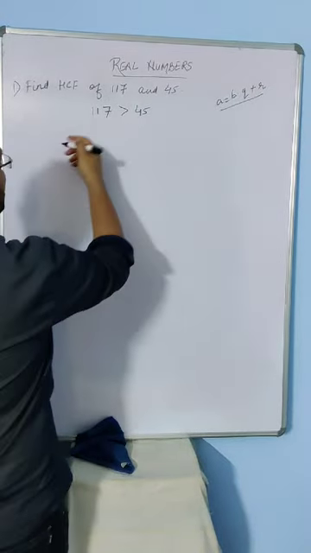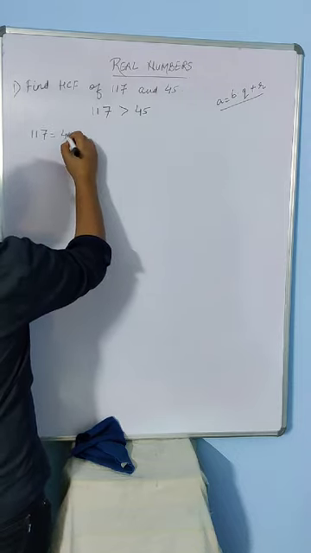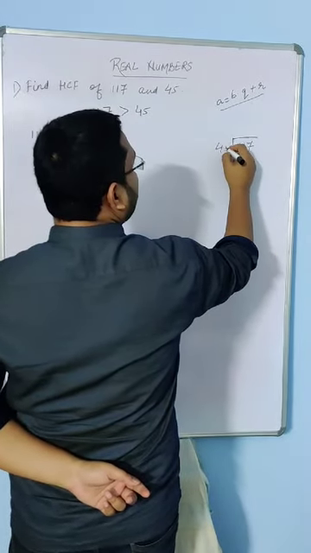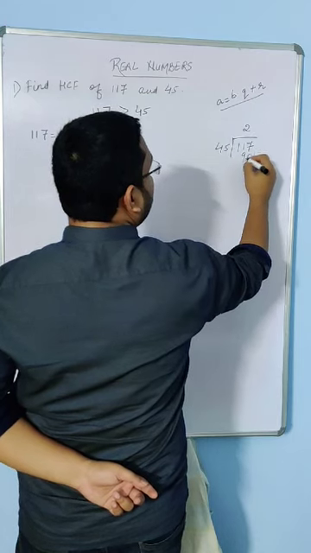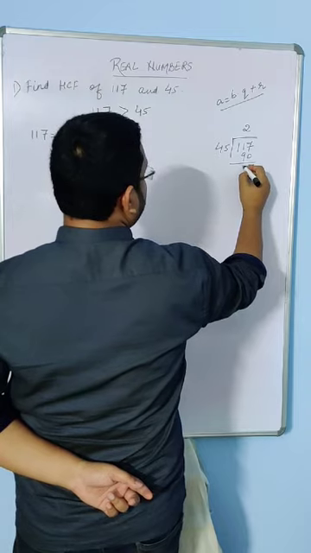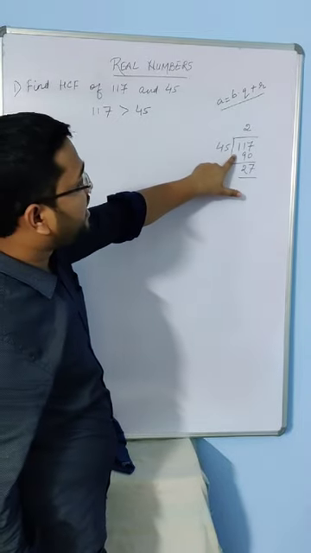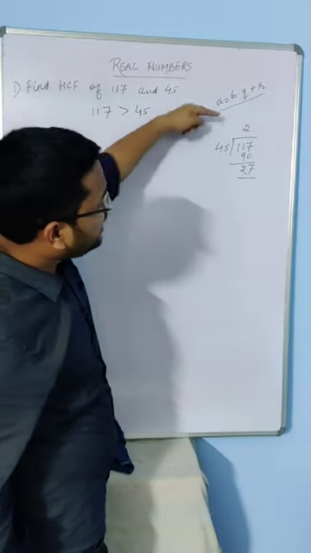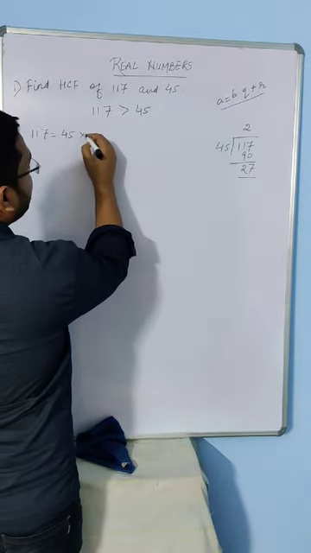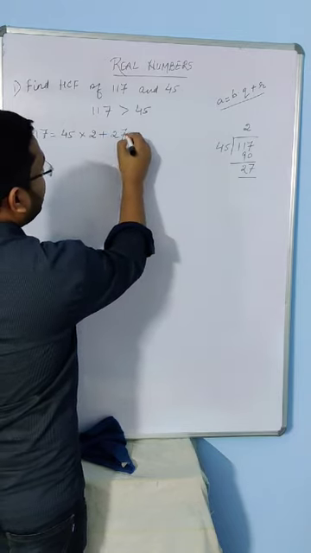So I will take the number 117 as the larger number, which has to be taken as the dividend, and 45 as the divisor. When I divide 117 by 45, in 2 times I get 90, so the remainder is 27. So as per the rule, the dividend is equal to the divisor into quotient plus remainder.